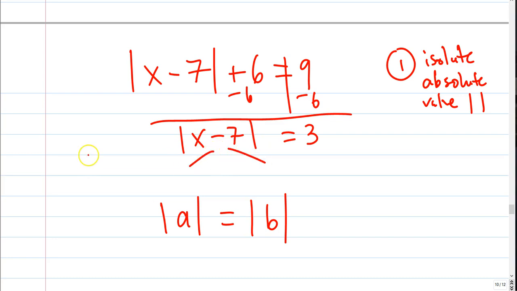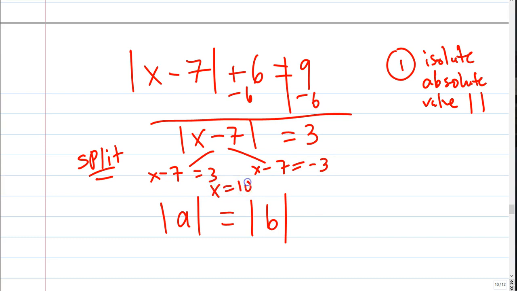So how do we deal with the absolute value? There's an S word for that. We split it. X minus 7 equal to 3, equal to negative 3. Solving that, we get x equals 10. Solving that, we get x equals 4. And that would be our solution.